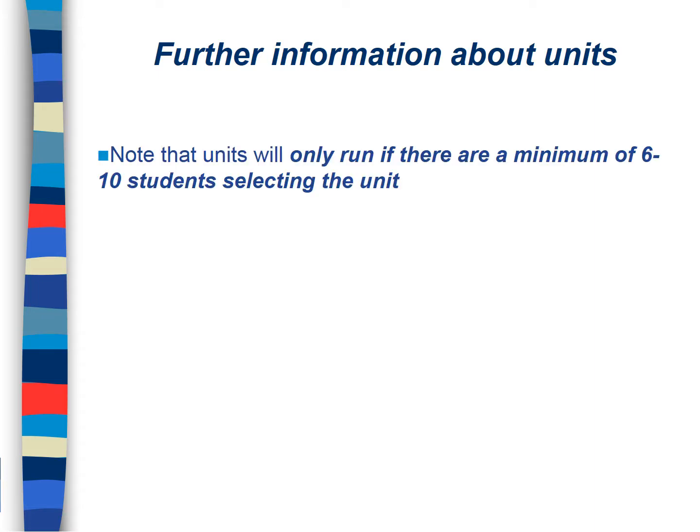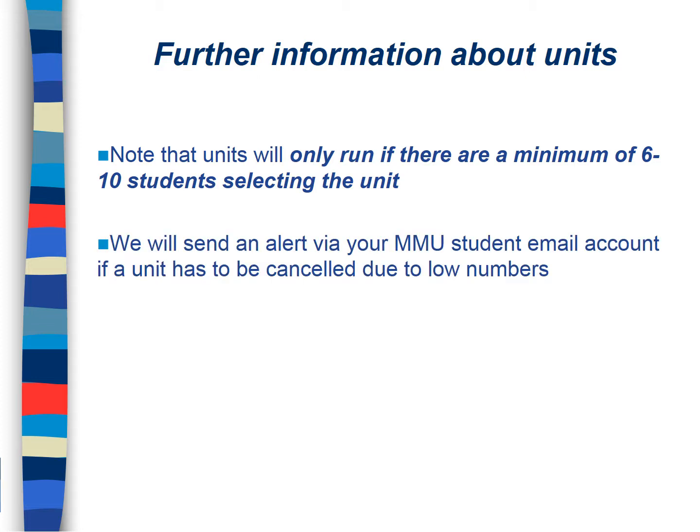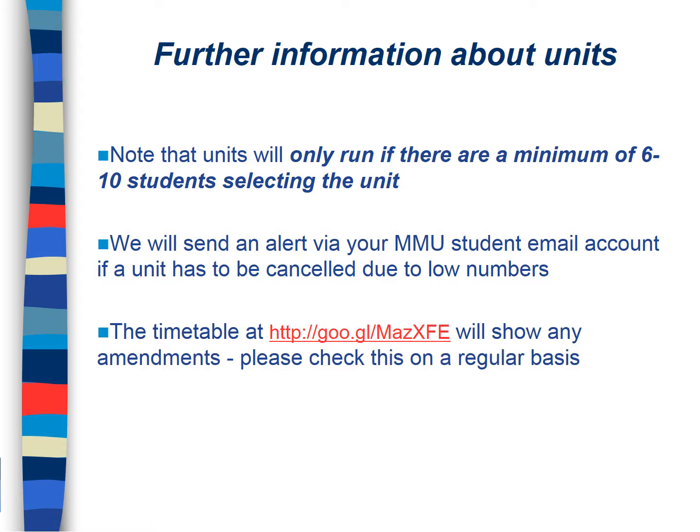Please note, we will normally only be able to run a unit if we achieve minimum numbers. These are likely to be around 6 to 10 students. We will let you know if any of the units are not running due to low numbers by sending you an email. And the timetable at the URL address will show any amendments, so do check this on a regular basis.